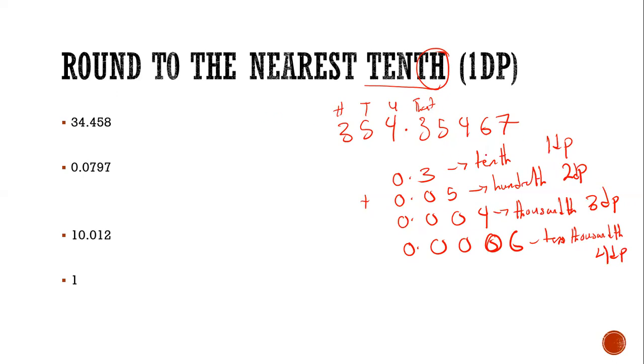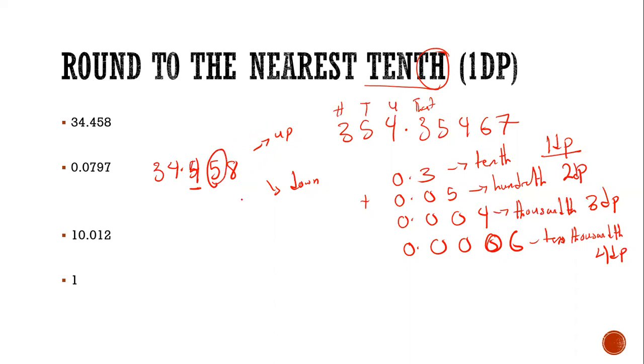All right, so we're going to round to the nearest tenth, which is 1 decimal place. So we have 34.45458. We have 2 choices: we can either round up or round down. The tenth here, the first decimal place, is the 4. So we focus on the 4. What is the next number after the 4? Is it 5 or more? If it's 5 or more, you round up. If it's less than 5, you round down. So here, it's 5, so that's 5 or more.